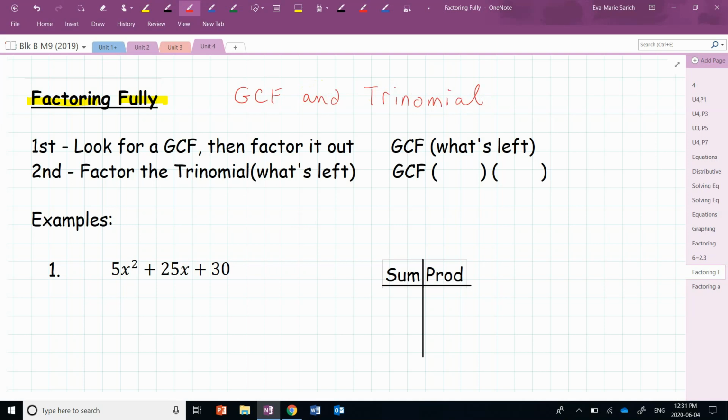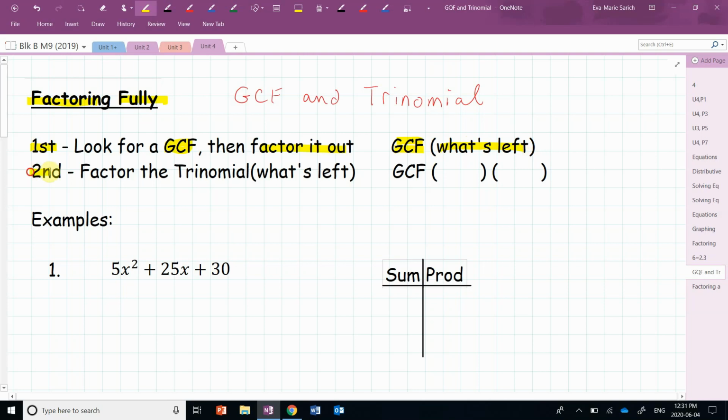Okay, so for those of you who are ready, you've done the first two lessons. The first thing that we're going to look for is the greatest common factor, and we're going to factor that out. So if you remember from doing that lesson and working on that assignment, the greatest common factor would be in front of a bracket, and then what's left after we've taken the greatest common factor out goes into a bracket. So the GCF is shown multiplying the bracket of what's left.